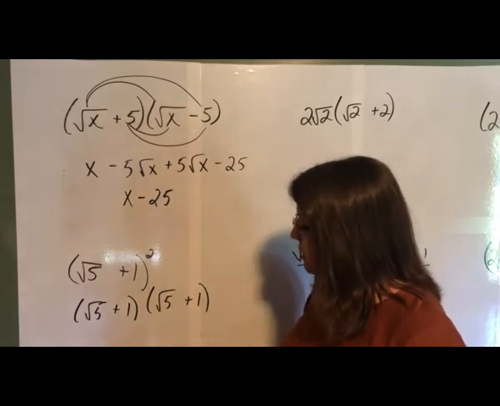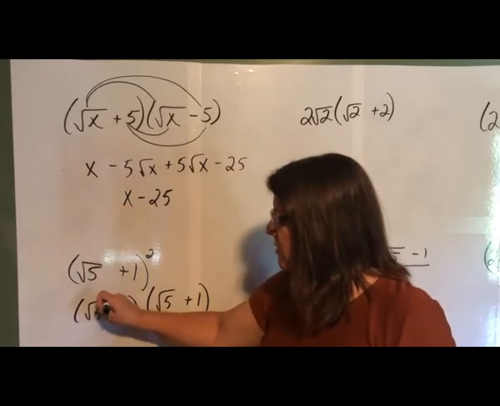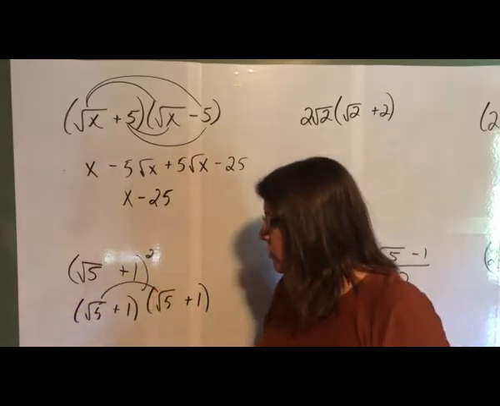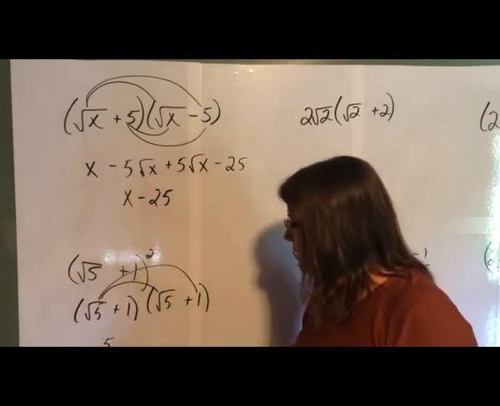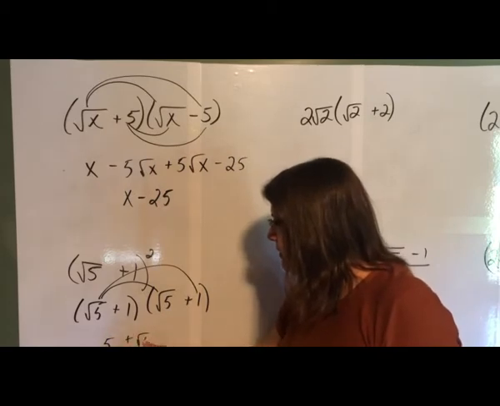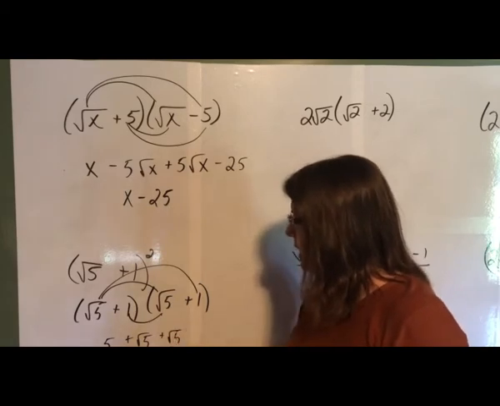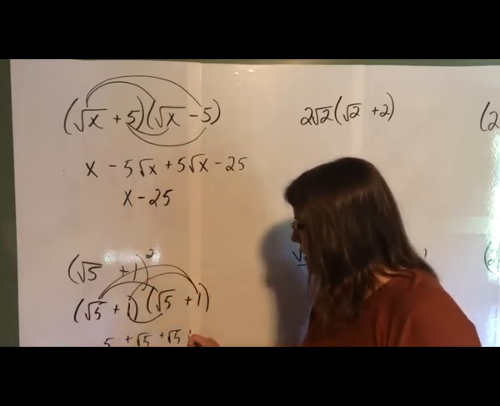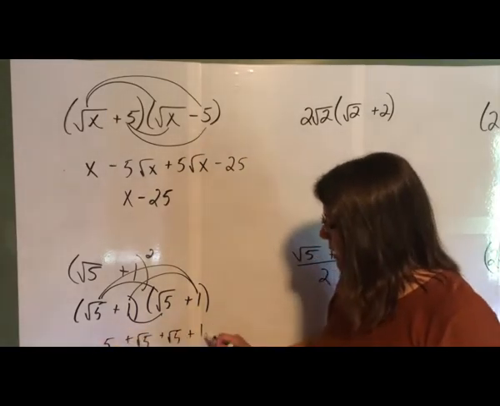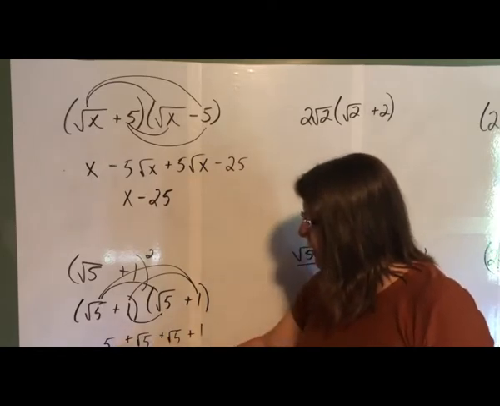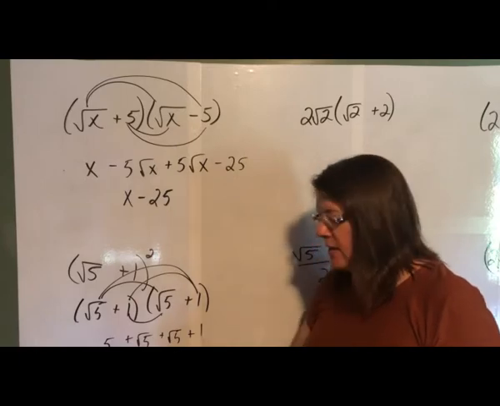So with this one, I'm going to do the same method. I'm going to use FOIL, but my answer is going to have 3 terms, or maybe even 4, depending on what I've got. So square root of 5 times square root of 5, that's the square root of 25, which is 5. Square root of 5 times 1 is square root of 5. 1 times square root of 5 is square root of 5, and then 1 times 1 is 1. And now I combine my like terms. So 5 plus 1 is 6. Square root of 5 plus square root of 5, remember, is 2 square root of 5. And that's my final answer.